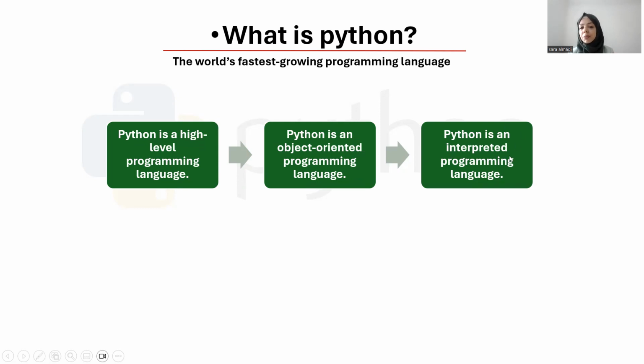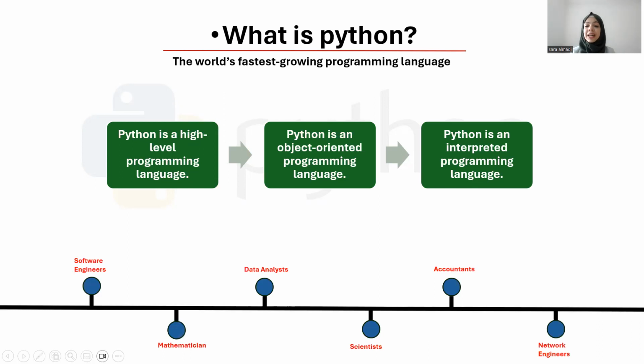Python is an interpreted programming language. No need to compile it. It is interpreted by the Python interpreter. Anyone can use Python, as we can see here. It's not only limited to software engineers; data analysts can use it, scientists can use it, accountants can use it, and network engineers can also learn and use Python to achieve different tasks and for many purposes.